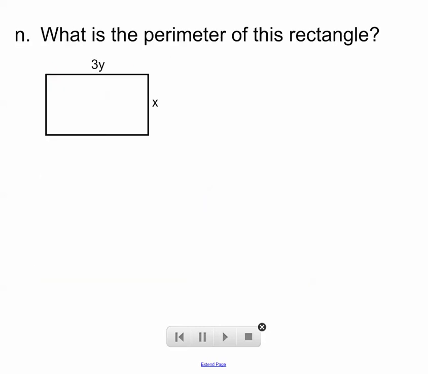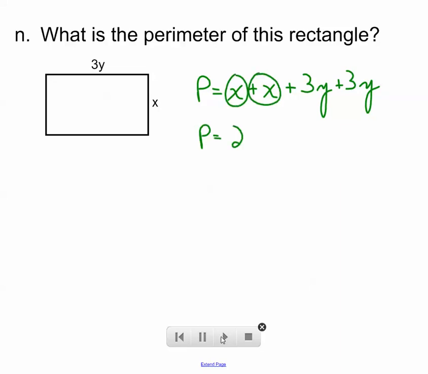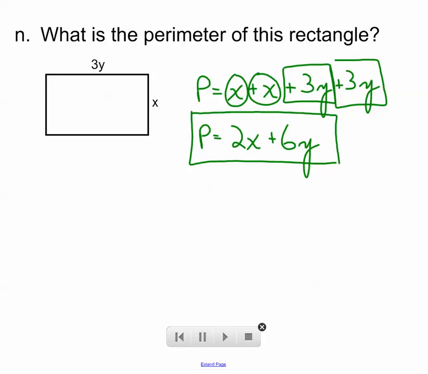Last example for today, let's do this. Let's find the perimeter of this rectangle where we don't know what the length is and we don't know what the width is, but we do have expressions that represent the length and the width. So we'll go all 4 sides added together. We got an x, we got an x, we got a 3y, we got a 3y. And we can simplify this and combine like terms. x plus x is 2x, and 3y plus 3y is 6y. So the perimeter of this rectangle is 2x plus 6y.